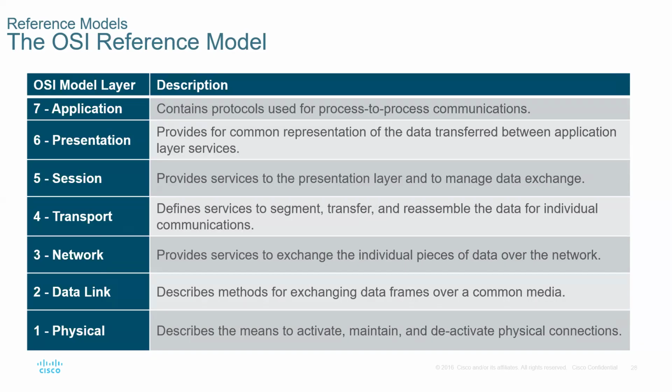So if I look at the application layer, it contains protocols used for process-to-process communication. That's a complicated definition for me. The application layer is the user interface. That is where the user interacts with the network. That's the best definition of the application layer. That is where the user interacts with the network, the application layer.